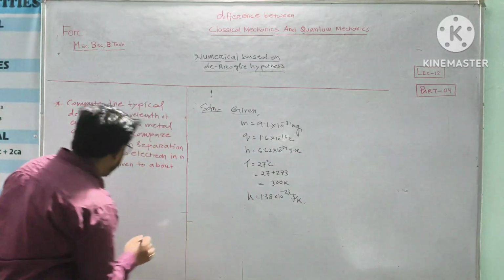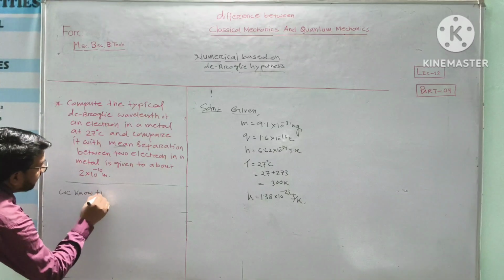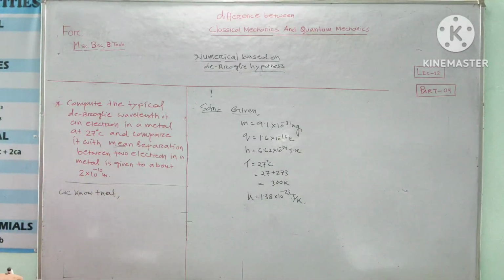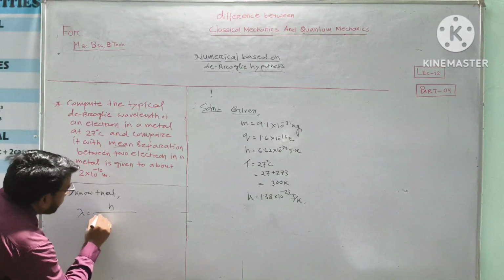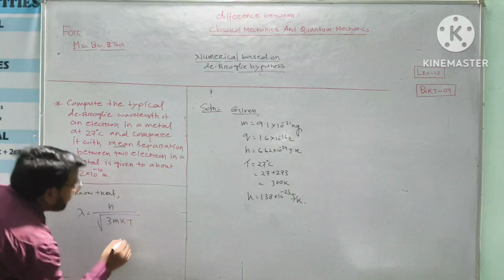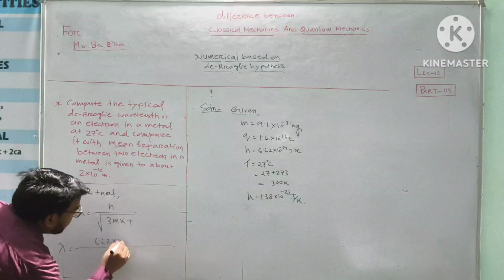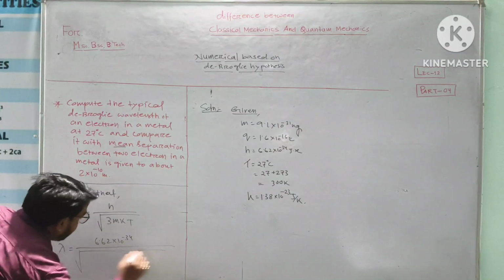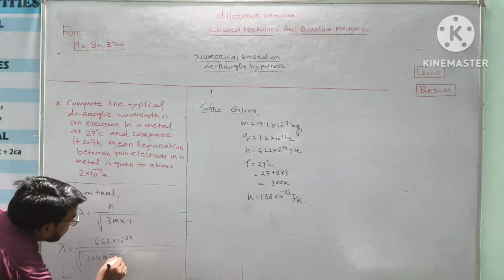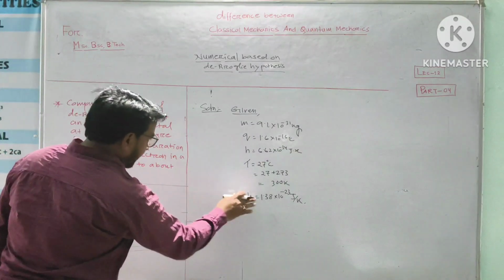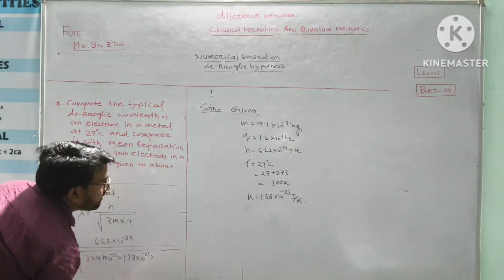So we know that by using de Broglie wave equation in terms of temperature, lambda equal h by under root of 3mkt. Okay, the value of h equal 6.62 into 10 to the power minus 34, and 3 into the mass value of the electron 9.1 into 10 to the power minus 31, and K equal 1.38 into 10 to the power minus 23, and temperature is equal to 300.